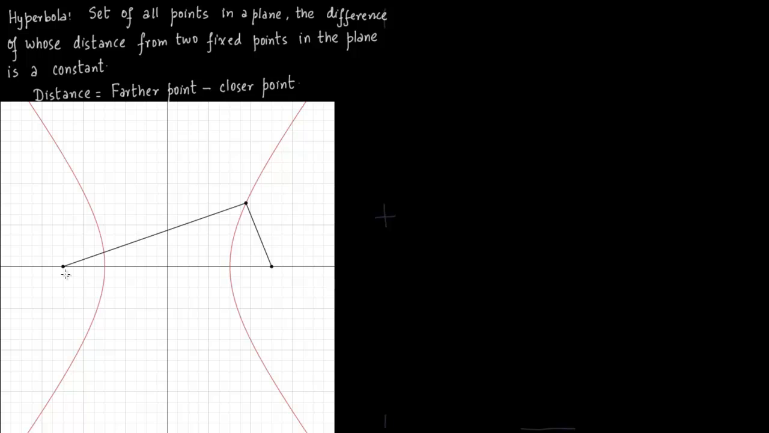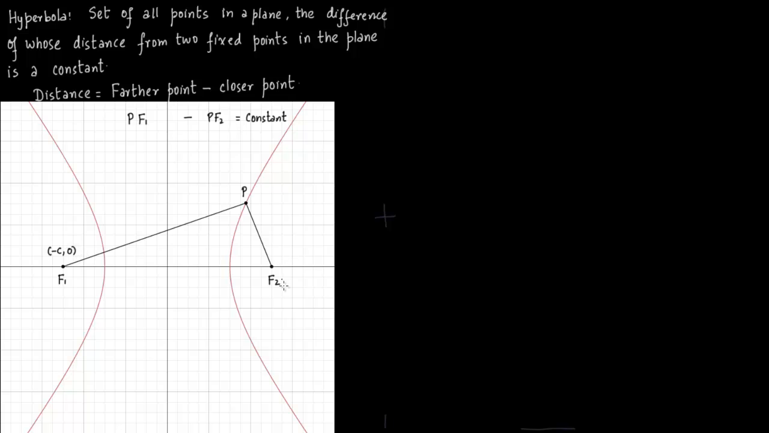So let us write down. We have two fixed points, say F1 and F2. The fixed points are called the focus or the foci, and we have a point P on the hyperbola. Then PF1 minus PF2 is a constant. So that is the definition.